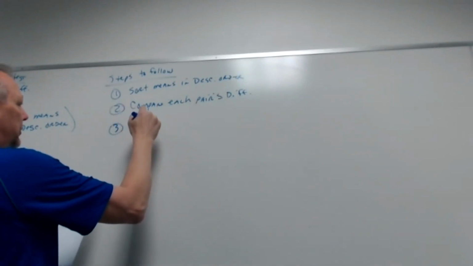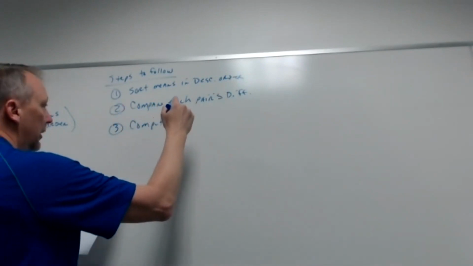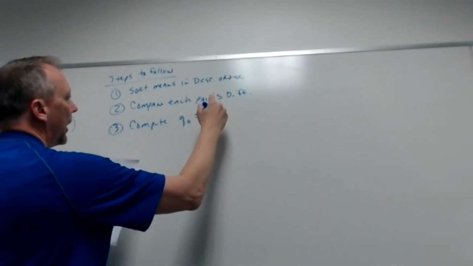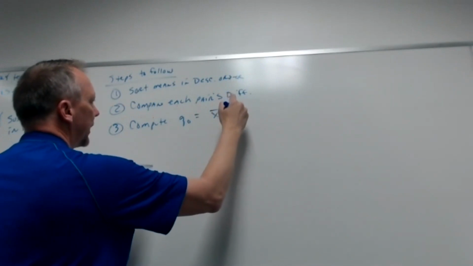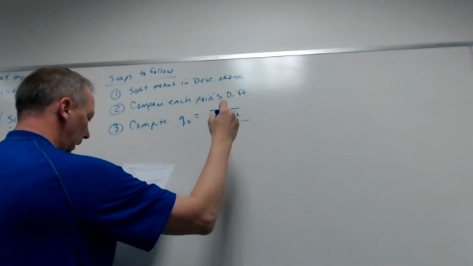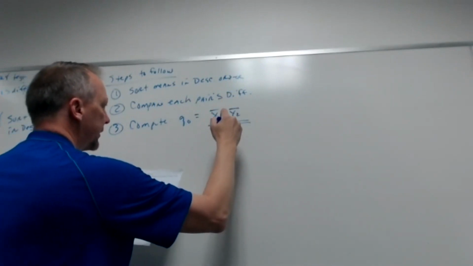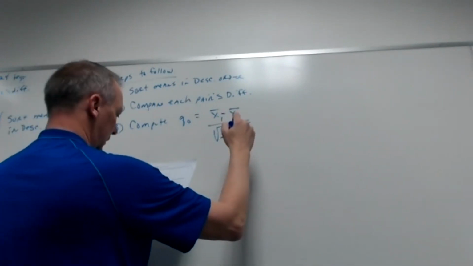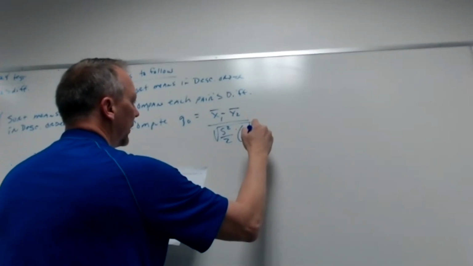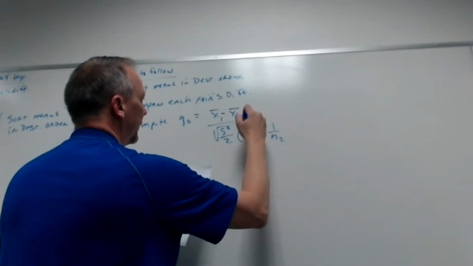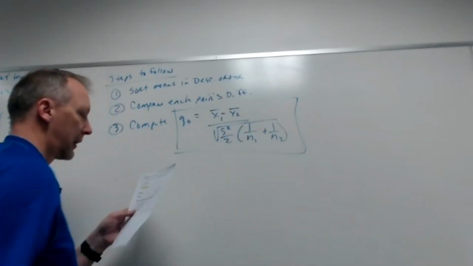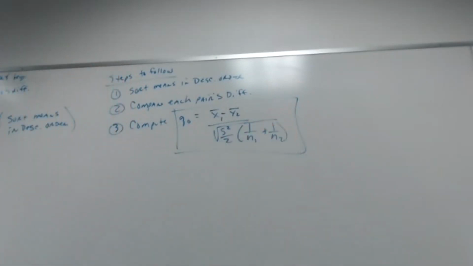Number three, you will compute Q naught, I didn't give you that equation, equals x1 bar minus x2 bar, divided by the square root of s squared over 2 times 1 over n1 plus 1 over n2. So that's our new equation today, right there. Is that Q naught? Q sub 0, yeah.